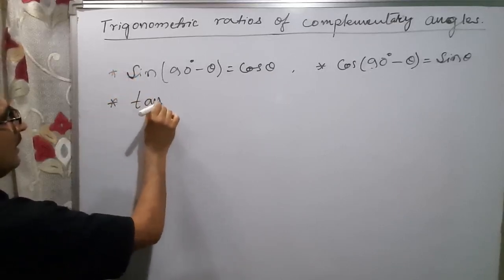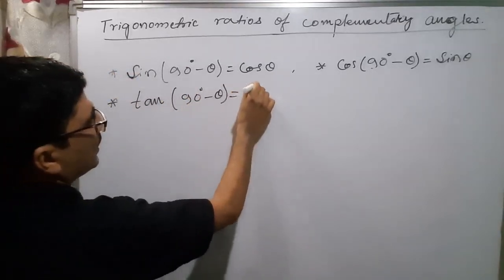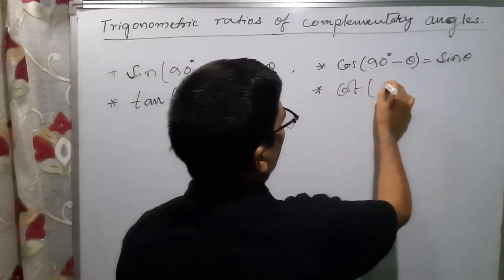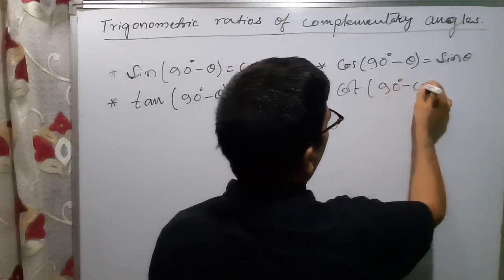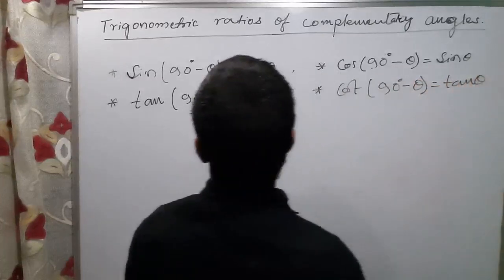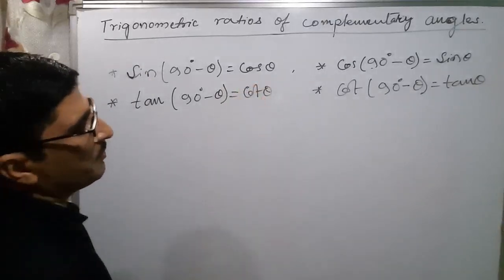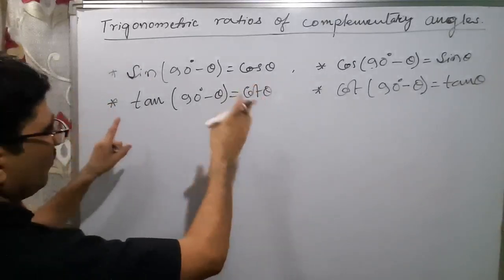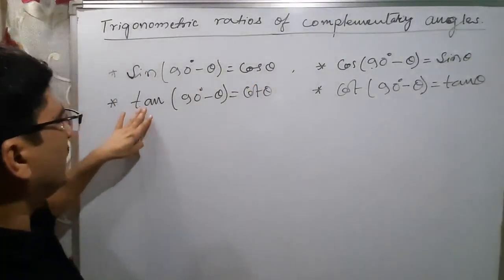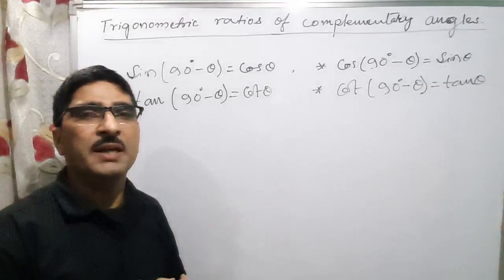tan of 90 degree minus theta is equal to cot theta. Then you can write cot of 90 minus theta is equal to tan theta. Here you check, tan and cot are also in complementary relation. Now, one more relation we have between tan and cot. Tan and cot are reciprocals of each other: tan theta equal to 1 by cot theta, or cot theta equal to 1 by tan theta.